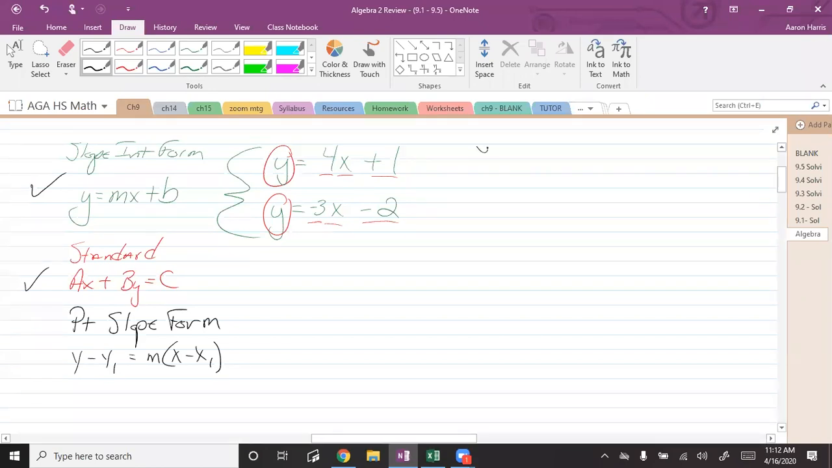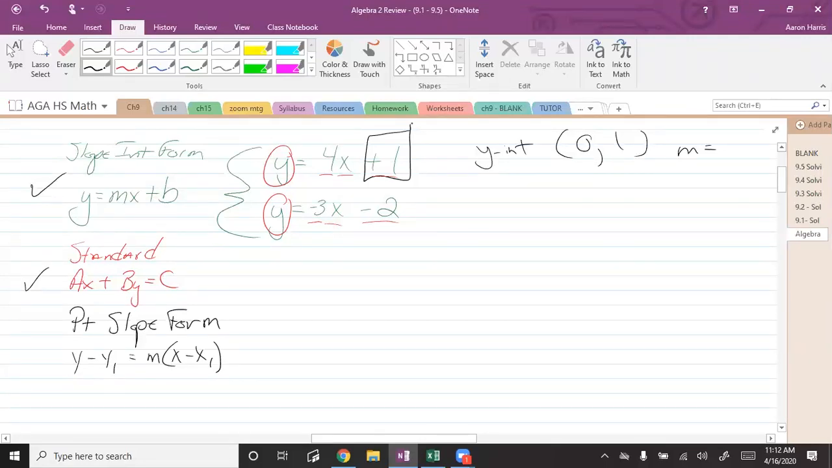The y-intercept and the slope. Good. So what is the y-intercept for the first equation? 1. What do I know about the y-intercept? x will always equal what? 0. Good. So all I have to do is figure out what the y is. What is the y going to be? 1, because this is my b.